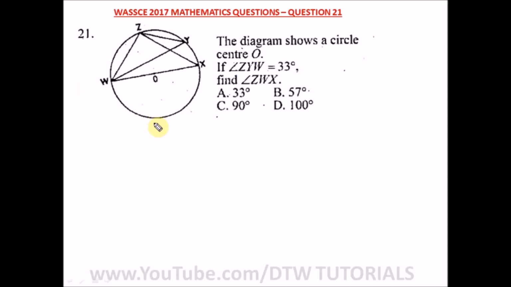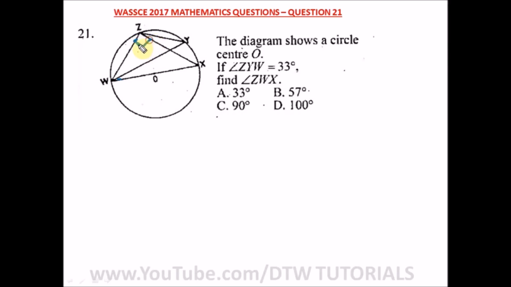Question 21 of WASSCE 2017 mathematics past questions. That's a WAEC 2017 past question. It says the diagram shows a circle, center O. This is passing through the diameter. So it means this is a semicircle. Remember, in a semicircle, the angle opposite the semicircle is 90 degrees.